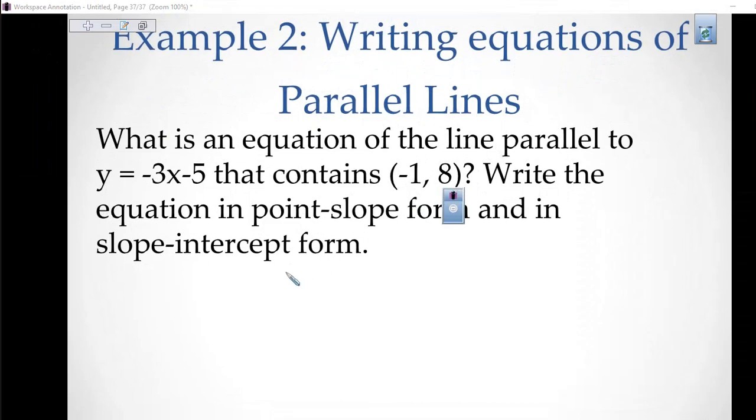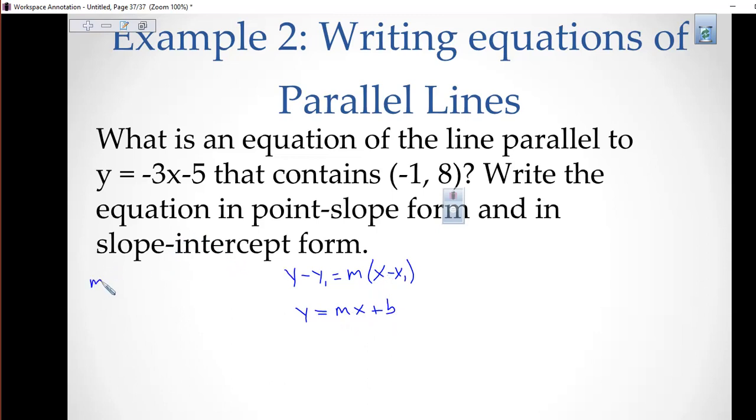So a quick reminder of what the two forms are. We have y minus y1 equals our slope times x minus x1. This is point-slope form, and then slope-intercept is when we get rid of the parentheses and we put it into y equals mx plus b, where b is our y-intercept. So let's take our look here.